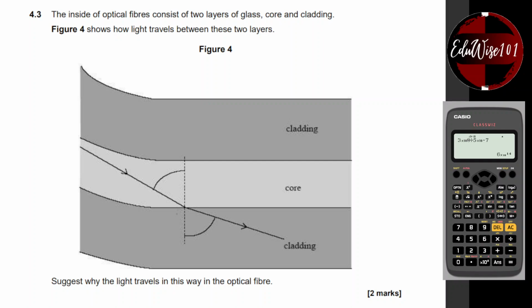Question 4.3. The inside of optical fibers consists of 2 layers of glass, core and cladding. Figure 4 shows how light travels between these 2 layers. So you've got cladding on both sides and the core. So as the light goes through the core, it's a straight line, and as it moves from the core into the cladding, it refracts at the boundary. Suggest why the light travels in this way in the optical fiber. Why is it actually changing direction here? They're not asking why is it traveling in a straight line, because light always travels in a straight line inside any given medium. Why is it actually refracting there? That's what the question is.